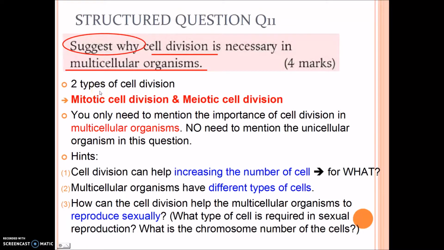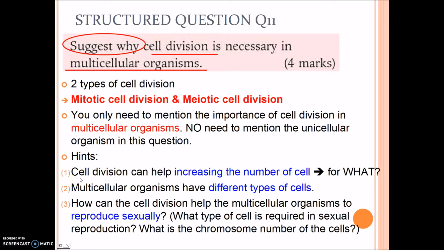So actually, we need to think about the two types of cell division: mitotic cell division and meiotic cell division. Remember, you just need to mention the importance of cell division in multicellular organisms in this question. No need to mention unicellular organisms, for example the amoeba or the bacteria. You do not need to mention them. Just mention the multicellular organism, it's okay. So the hint is why mitotic cell division and meiotic cell division are very important.